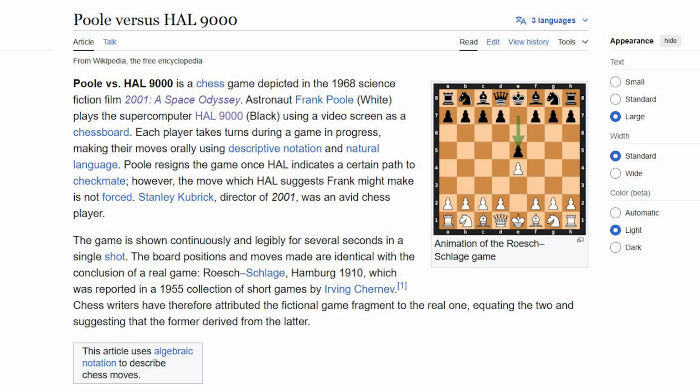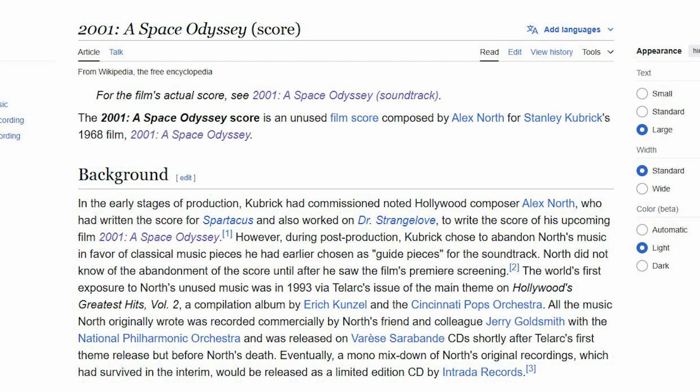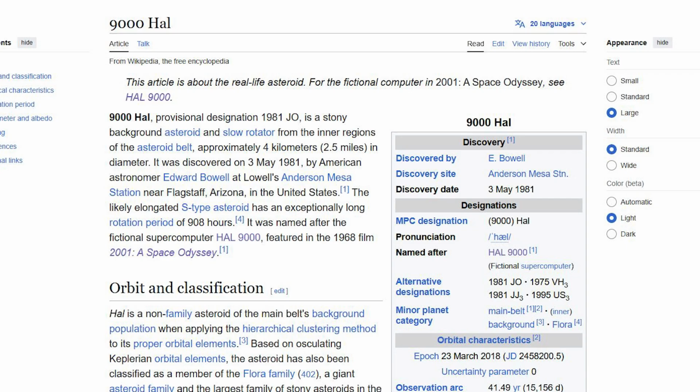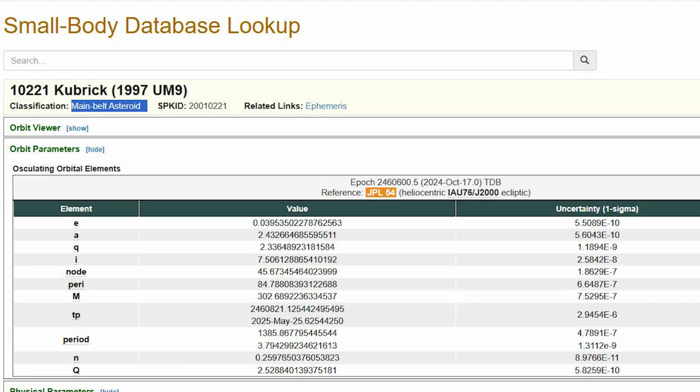And if that's not enough for you, we've also got a Wikipedia page just on the chess game that Dave was playing with HAL. And if that's not enough for you, we've also got a Wikipedia page on an unused film score for this movie. There's also more than one real-world space objects named after either Stanley Kubrick or something from this movie.